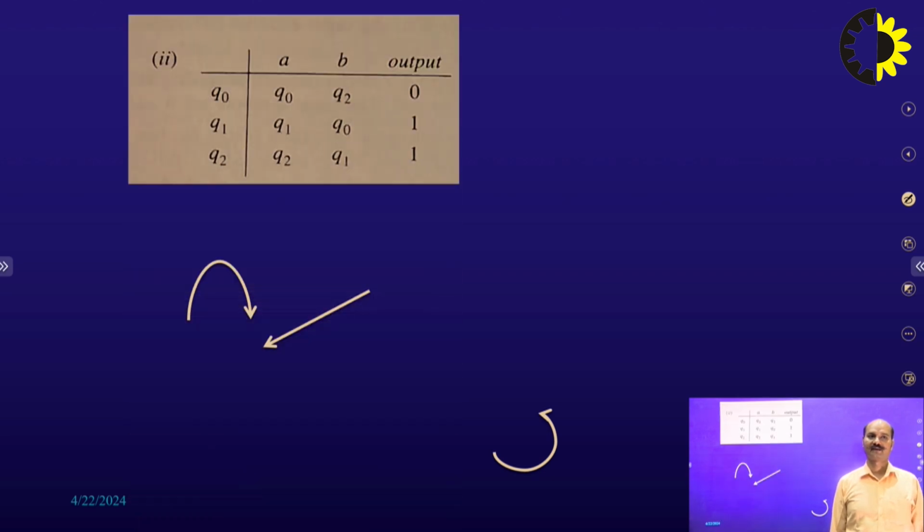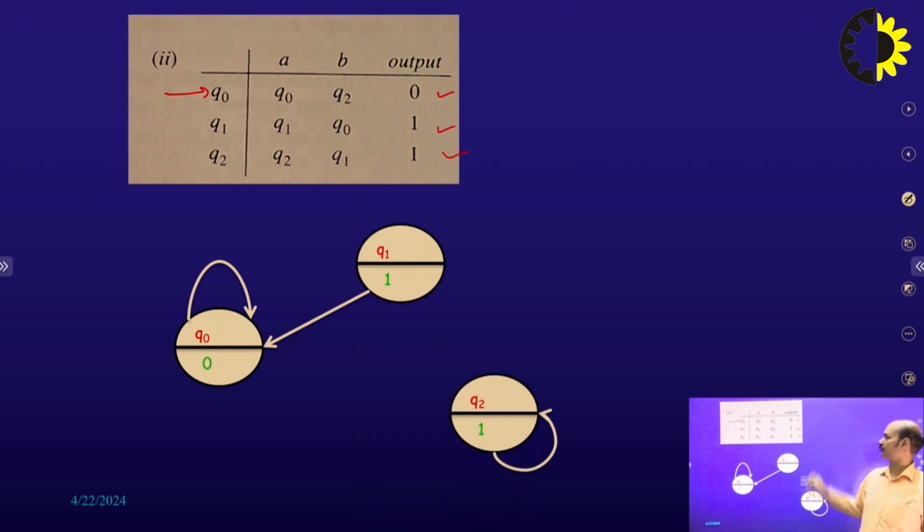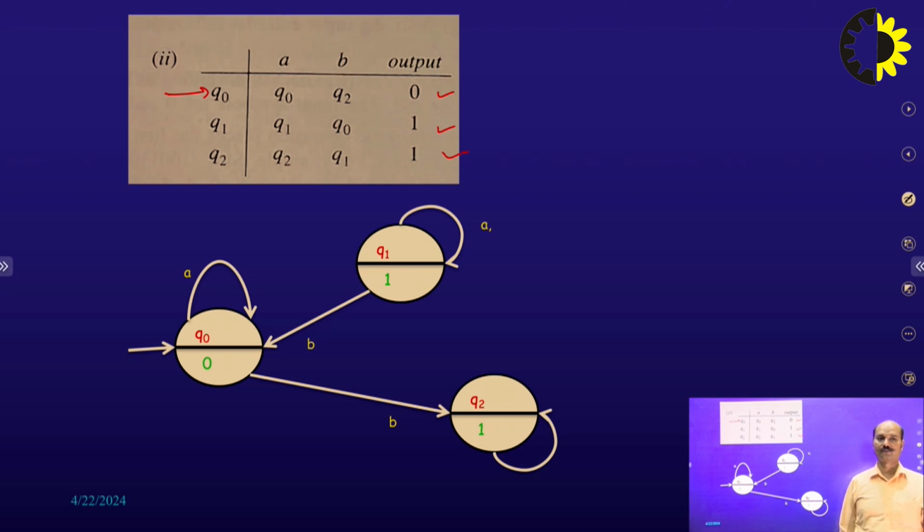This is also another machine. We represent Q0 as the initial state, and in all the transitions, Q0 has output 0, Q1 output 1 and Q2 output 1. And we write all the transitions: Q0 on input A reaches Q0, and on B it reaches Q2. Q1 on A reaches Q1, and on B it reaches Q0. Q2 on input A reaches Q2, so it is a self loop. Q0 on input B reaches Q1.